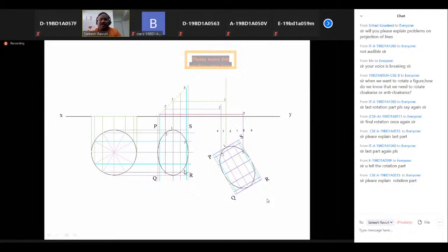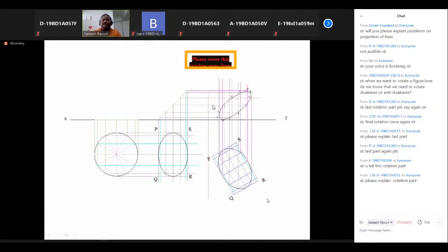After rotating, again you have to mark all the points. So 1, 2, 3, 4 up to 12. Points will be marked in the final top view as well. And from the final top view, again, you have to project them to the final front view, vertically and horizontally. So the set of horizontal and vertical projectors of a particular point will give you the corresponding points 1, 2, 3, 4 up to 12 again in the final stage.